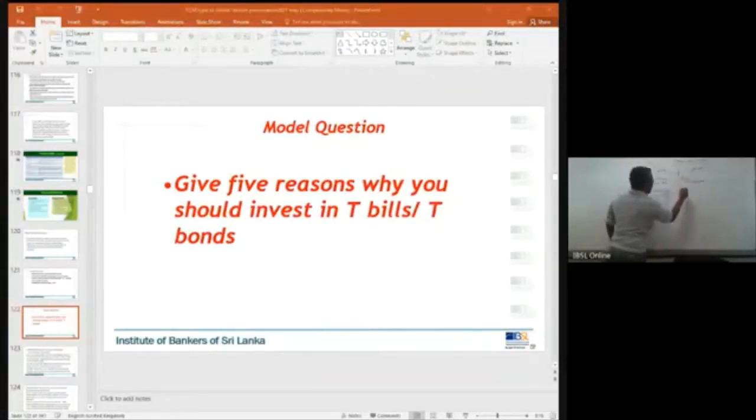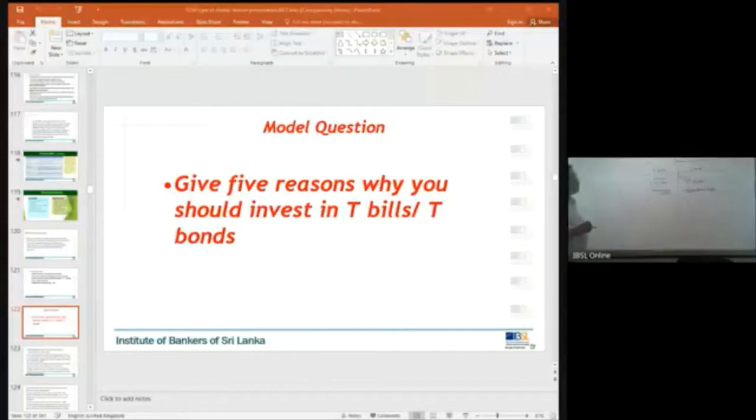So therefore, T-bills are a money market instrument, and here we call treasury bonds a capital market instrument. What are the differences between treasury bills and treasury bonds? Short term, long term or medium to long term, selling at 91, 182, 364 days, and 2 to 30 years. Money market instrument, capital market instrument.